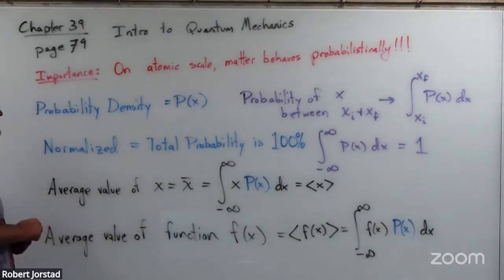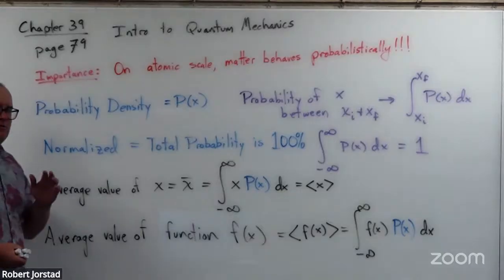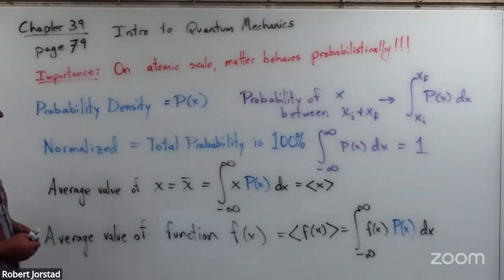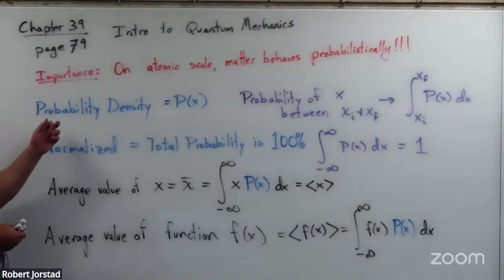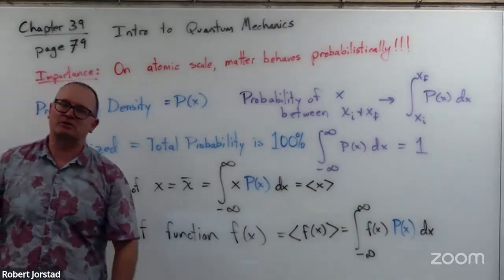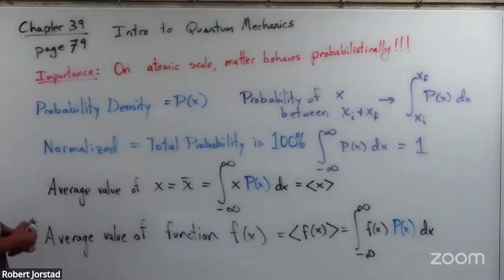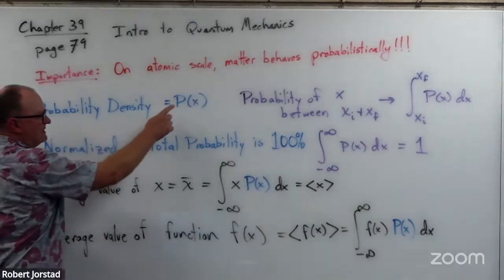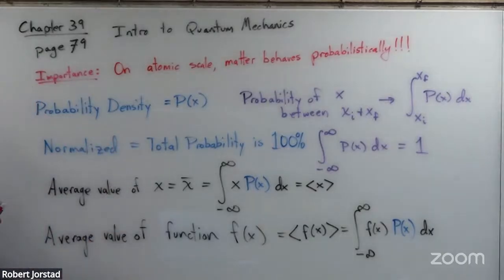So, okay, let's first review probability basics. So, number one, we're going to call a probability density. Sometimes you'll hear it called a probability density function. Somebody else might call it a distribution function or the probability distribution. We're going to call it a probability density. That's capital P of x. Okay, it's just some function.